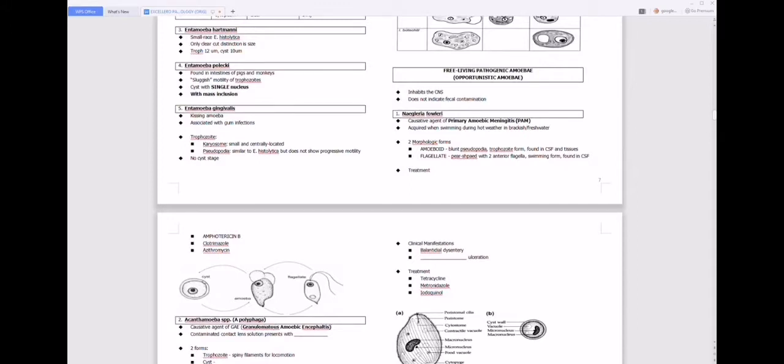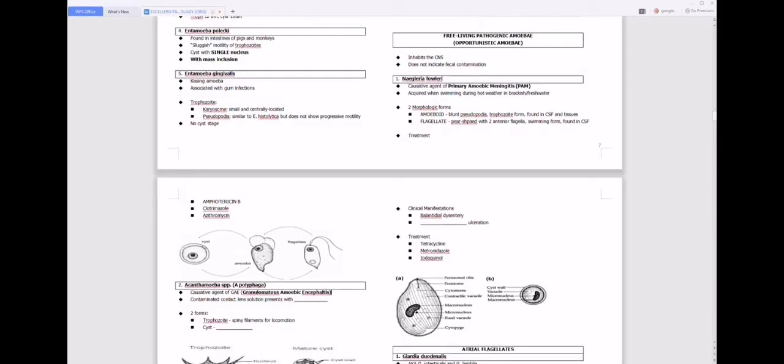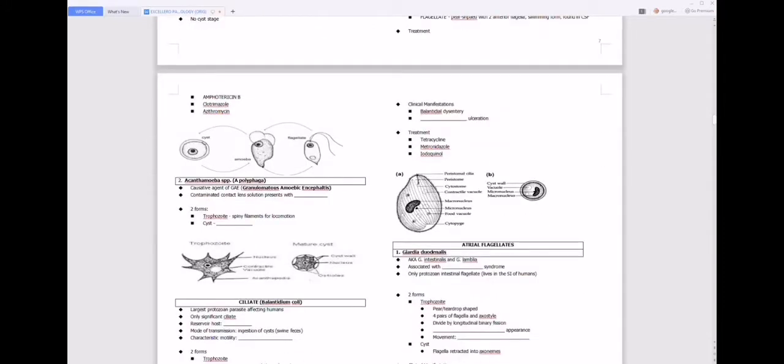Naegleria fowleri causes primary amoebic meningoencephalitis, while Acanthamoeba species or Acanthamoeba polyphaga cause GAE, granulomatous amoebic encephalitis. Okay? So, contaminated contact lens solutions will present with keratitis. Yun yung tinatawag nilang Acanthamoeba keratitis. So, you can actually get Acanthamoeba from contaminated contact lens solutions.